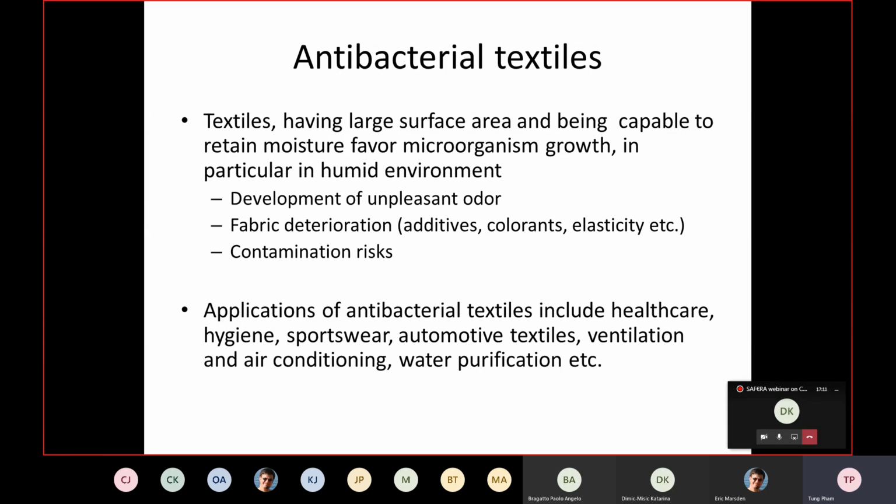The second aspect is fabric deterioration. As microbes often attack the additives applied to textile, we might expect discoloration and loss of textile functionality, or even of mechanical properties like elasticity, strength, and so on and so forth.